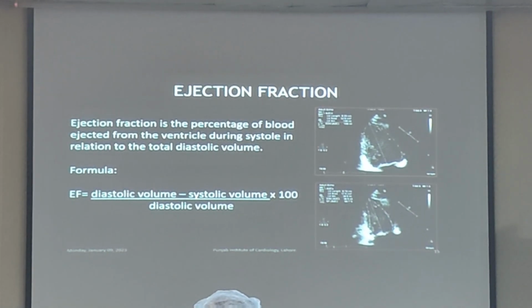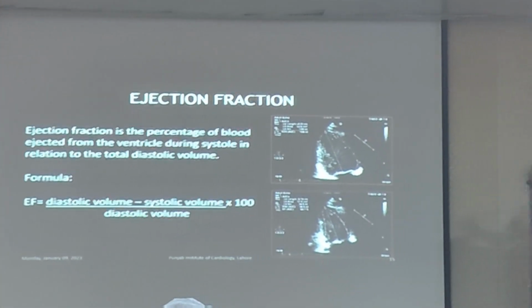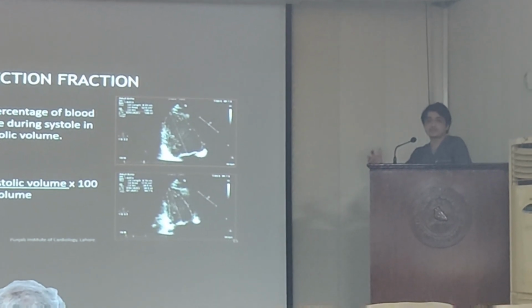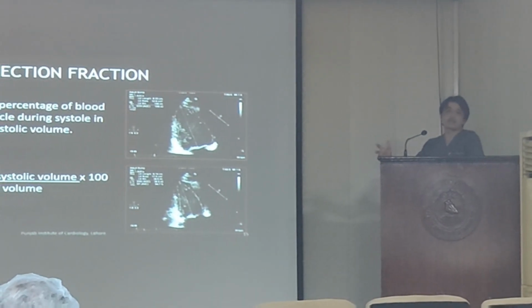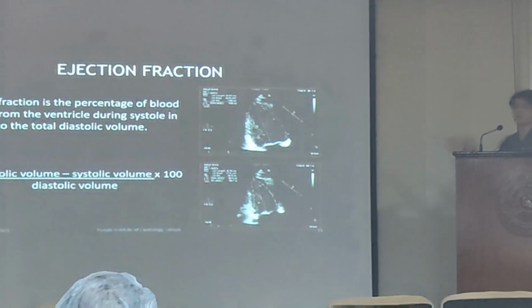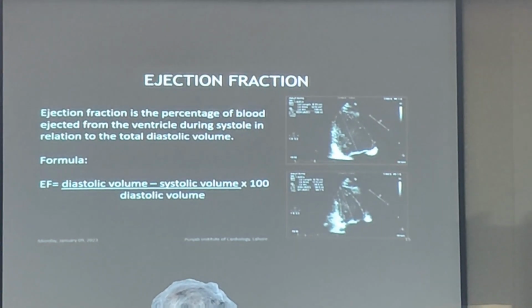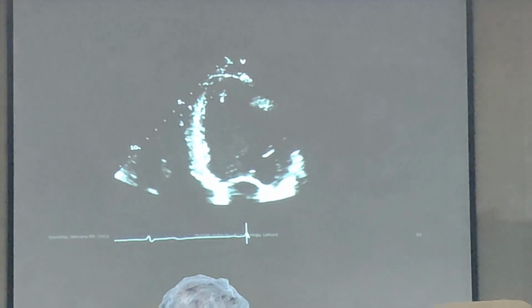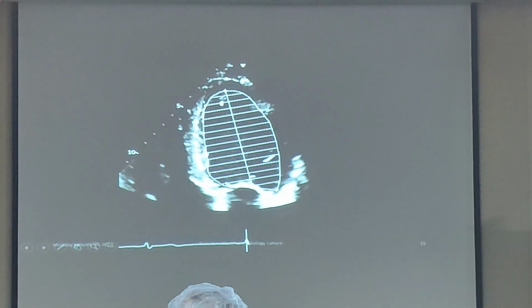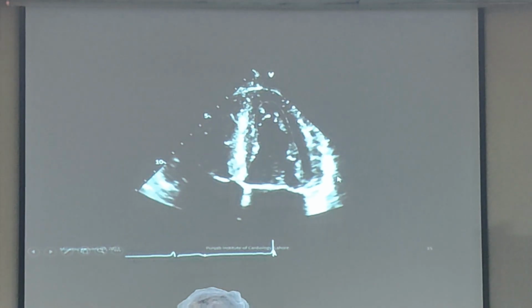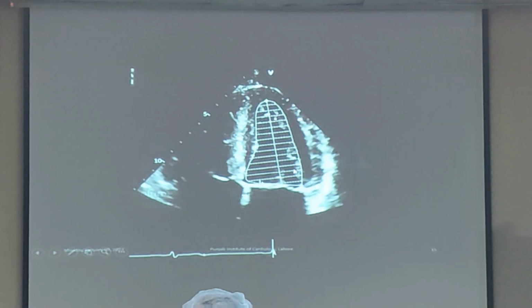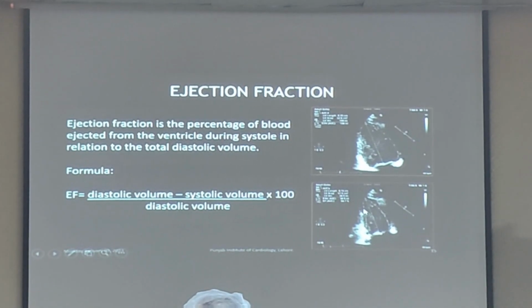This is useful when there is some wall motion abnormality present and we are not able to calculate the exact ejection fraction. Then we use this method, and it is a very good and accurate method with very few mistakes. This is the same procedure I have explained to you in diastole, now done in systole, and then we calculate and it will give us the ejection fraction.